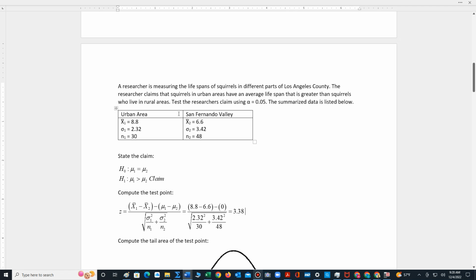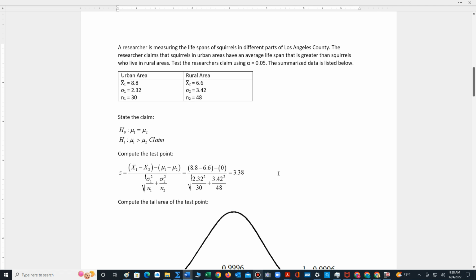We're given the summarized data, urban area, San Fernando, actually this should be rural area. And since we're given the two population standard deviations, this informs us that we're performing a z-test, but we also want to use the p-value. So we have the urban areas designated with subscript 1, rural area subscript 2.